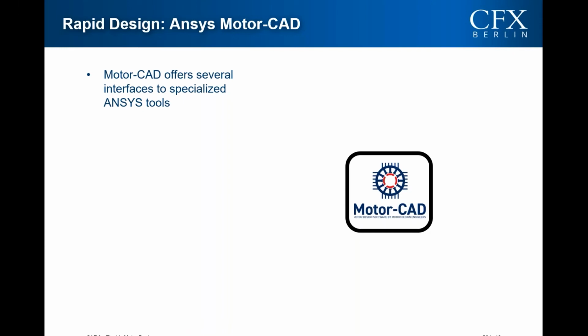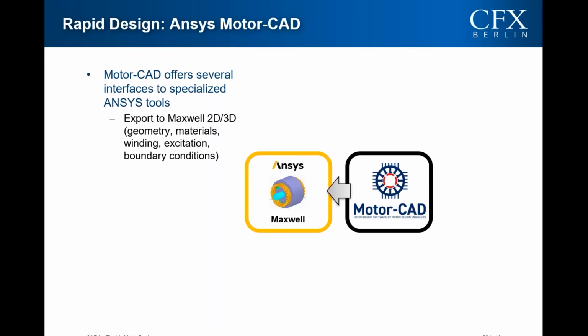MotorCAD offers several interfaces to more specialized ANSYS tools. So it enables us to rapidly go from the design level to the deeper analysis level. We can export the whole motor design to Maxwell for further analysis in 2D or 3D. And this covers not only the geometry, but also material data, winding definitions, excitations, and boundary conditions.